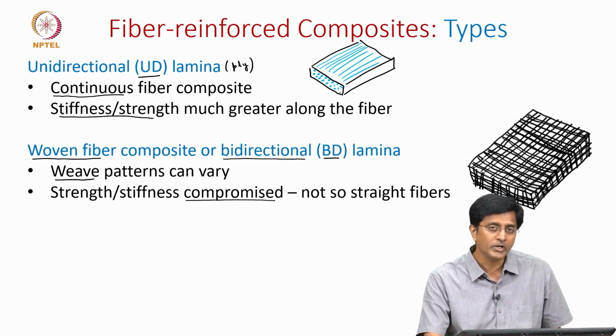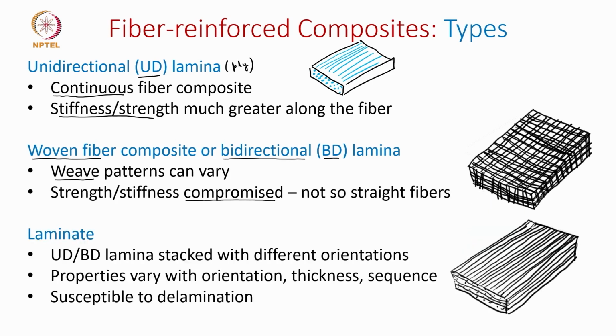Moving now to the third category, the laminate. The first two categories are single layer materials. But laminate is a multi-layered material, meaning we either use the unidirectional lamina or the bidirectional lamina and stack them together. Once we stack them, we bond them together to form what is now called the laminate. Since we are stacking different layers, in real applications we can have as many as 30 to 40 layers as well.